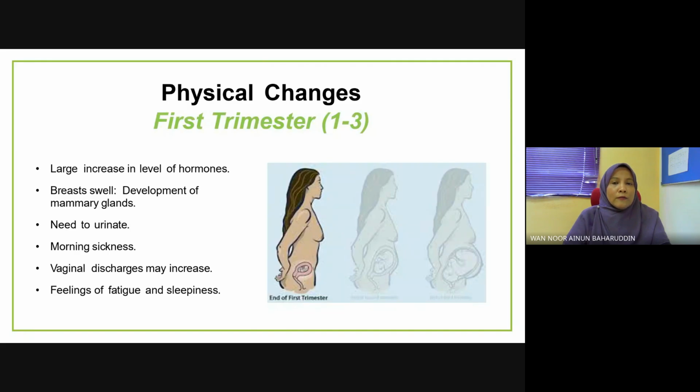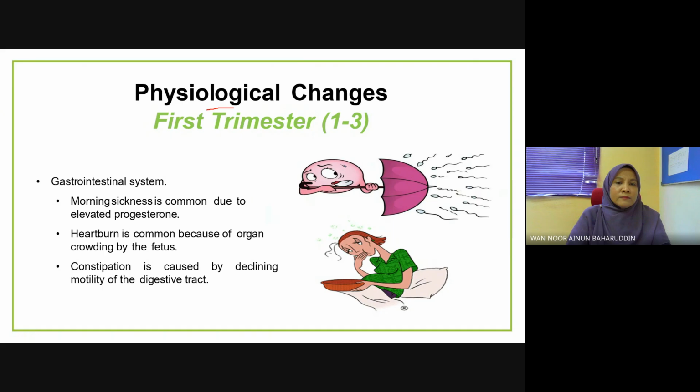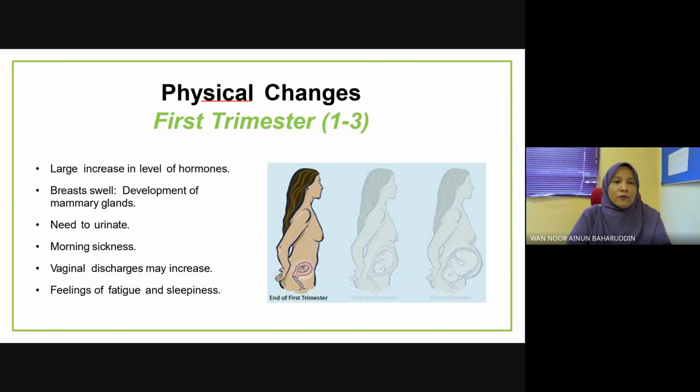So what is happening to the mother herself? How does she feel during the first trimester? We have two types of changes, physical changes and physiological changes. For the physical changes, there is an increase in the level of hormones. The breasts will be swollen and the mammary glands develop very well. She feels the need to urinate frequently, has morning sickness, vaginal discharge may increase, and feelings of fatigue and sleepiness, very sleepy, because a lot of energy is needed to form the baby in the first trimester.